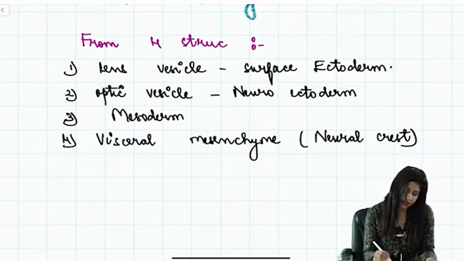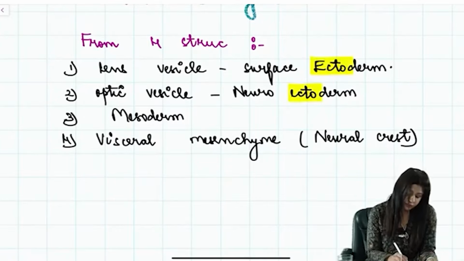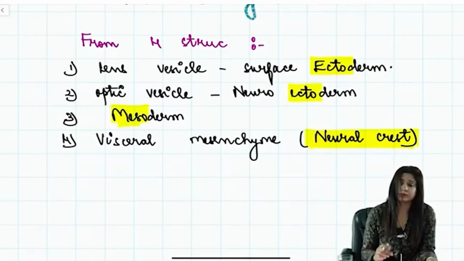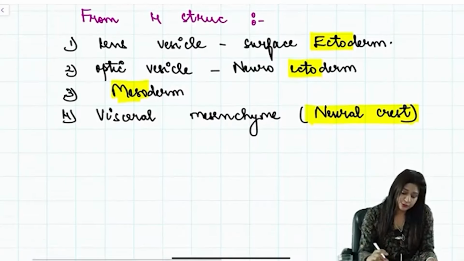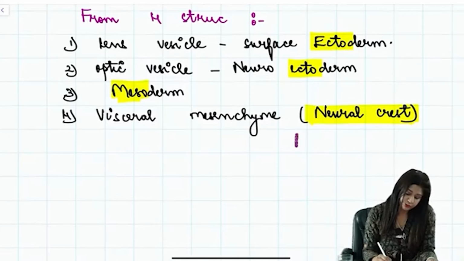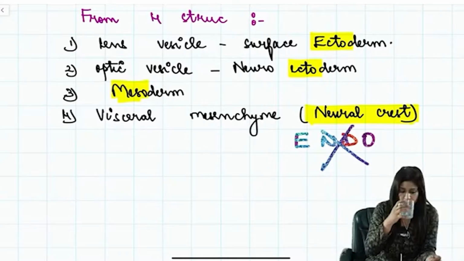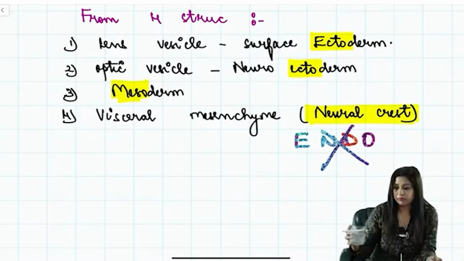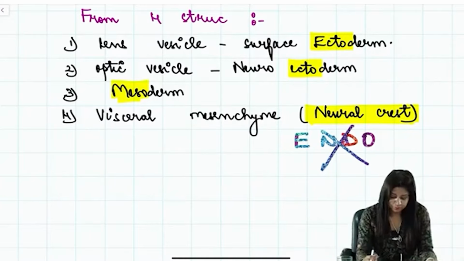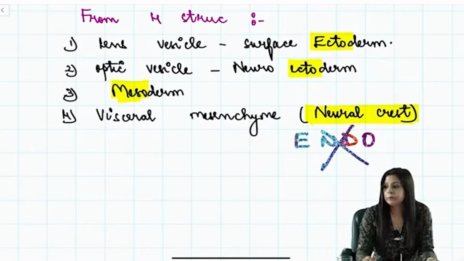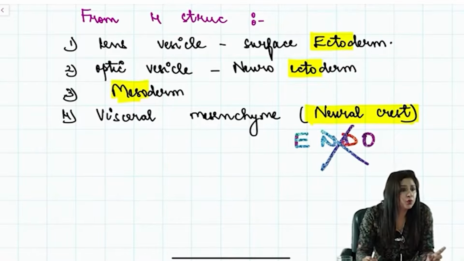So we have the ectoderm, mesoderm, and the neural crest. Therefore, no part of the eye will develop from the endoderm. If I talk about endoderm, no part of the eye is developing from here, because the eye is a surface structure.